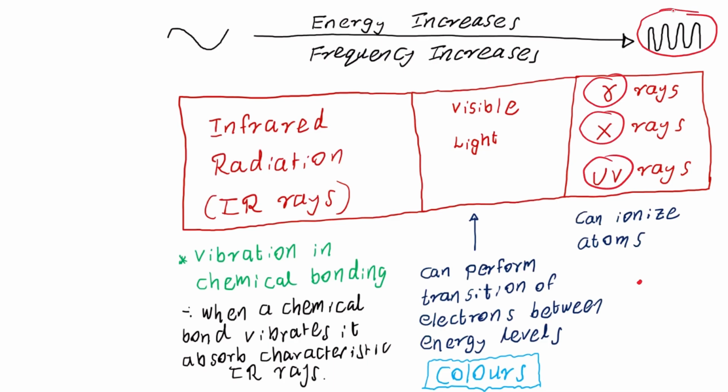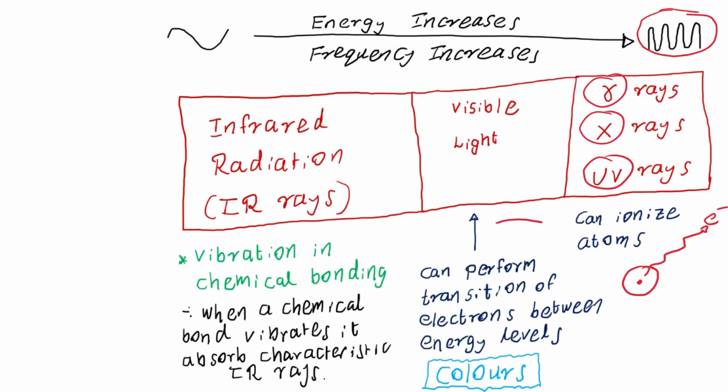If there's an atom with an electron, this frequency can remove the electron completely away from the atom. We call it ionization. So they can ionize with that much power. But if you take visible light, which is what we can see, we see colors because of visible light.